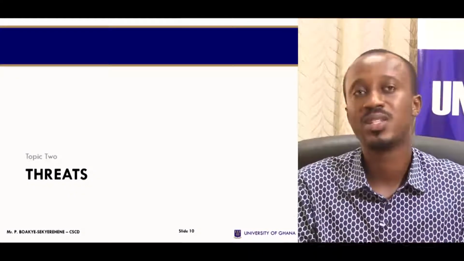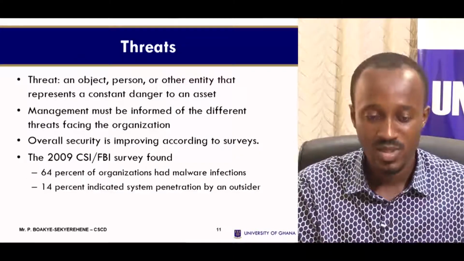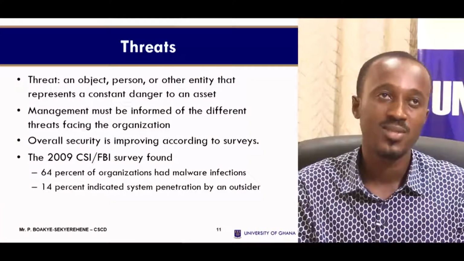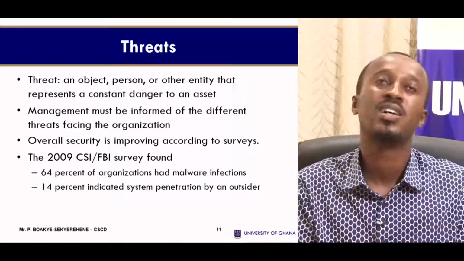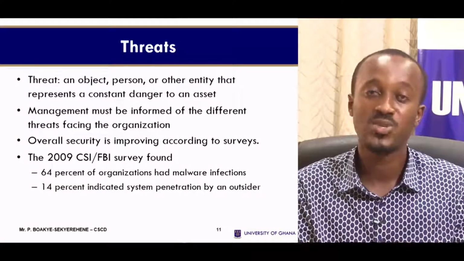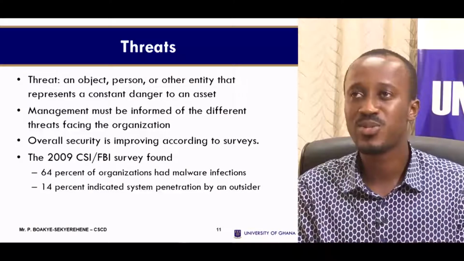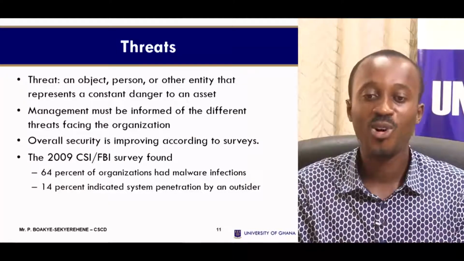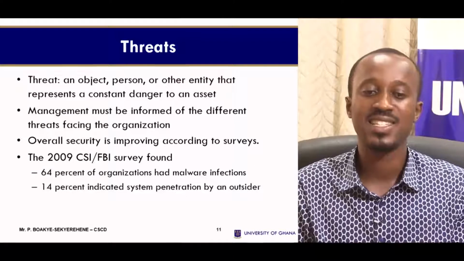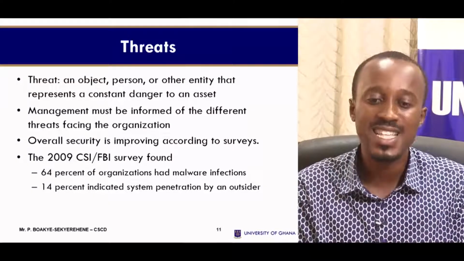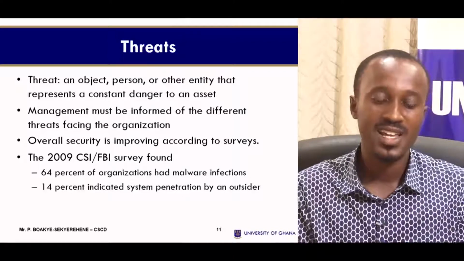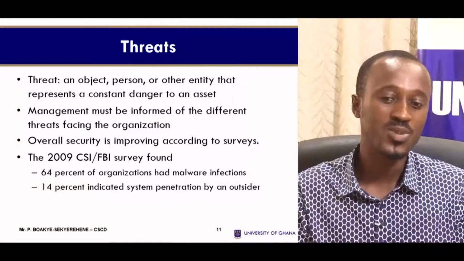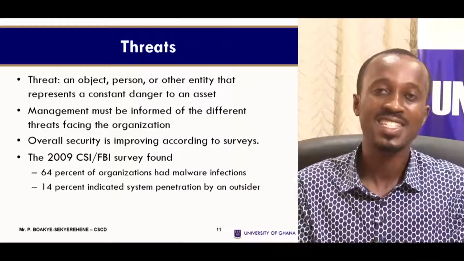With that said, let's look at some threats. Now, when we say threat, what is a threat? There's a myth about threats being the same as the viruses that we find around. We'll find out soon how true that is. A threat could be, first and foremost, an object, a person, or any other entity that represents a constant danger to an asset. When you have an asset and a certain object, person, or other entity poses some form of danger to that particular asset, that entity is termed a threat.